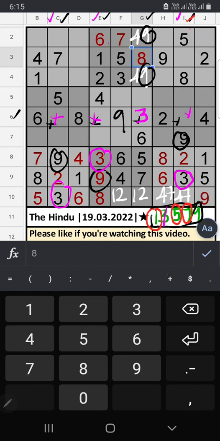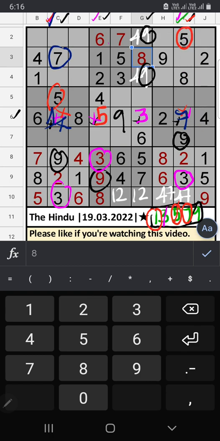Column I we have 5. Column C also we have 5. So 5 can't come in these cells. Then 5 is confirmed here. Then only 2 numbers are remaining: 1 and 7. Column C we have 7. So 7 can't come in the cell. 7 is confirmed here. Then 1 is here.